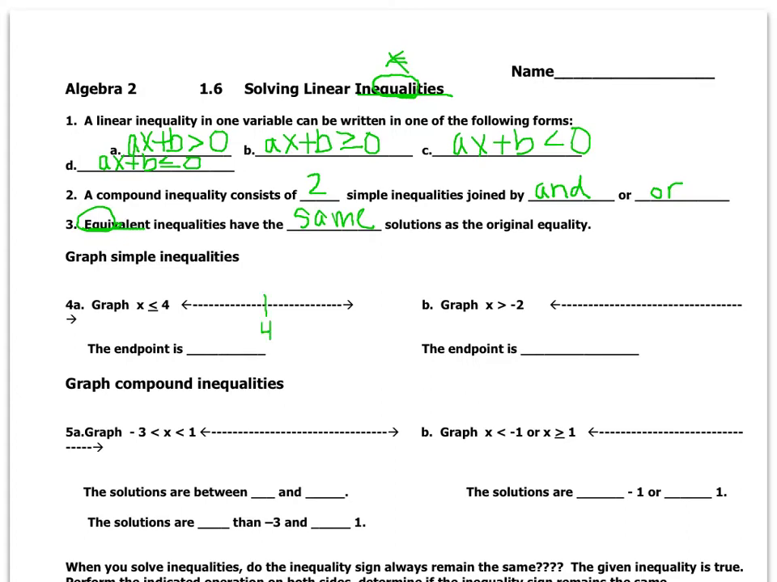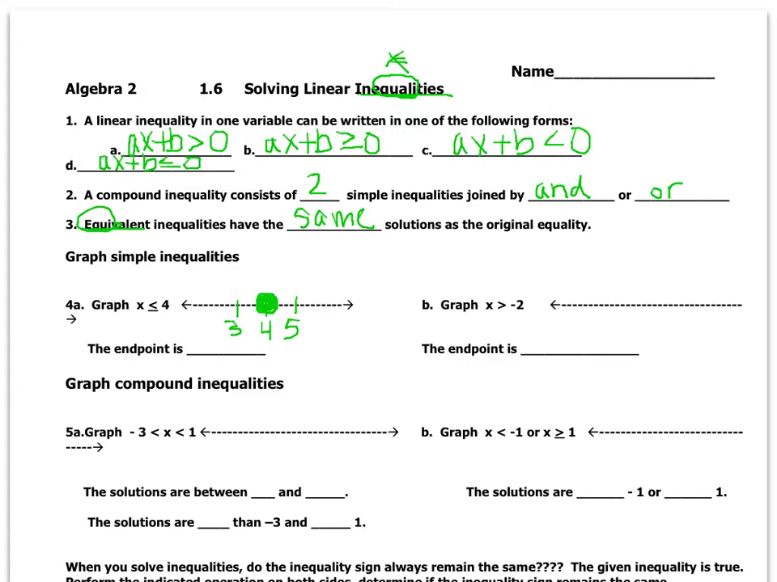So 4a says graph x is less than or equal to 4. So 4 is my main number. One number smaller is 3, one number bigger is 5. And I'm going to draw a circle here. Since I have the less than or equal to, with that equal to sign, I need to color it in. If there was just a less than sign, I would leave it an open circle.